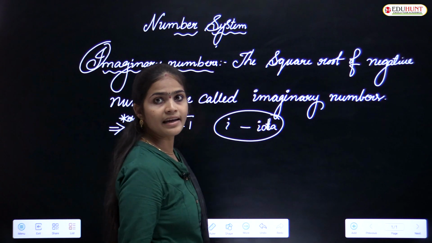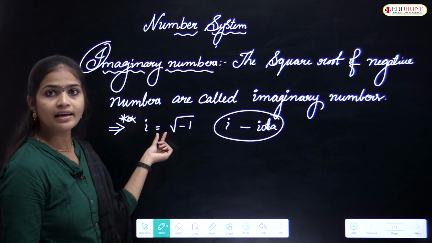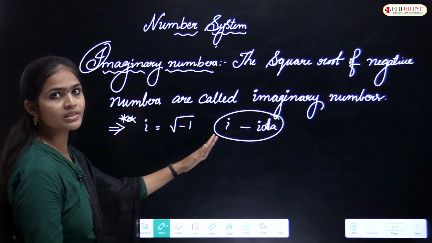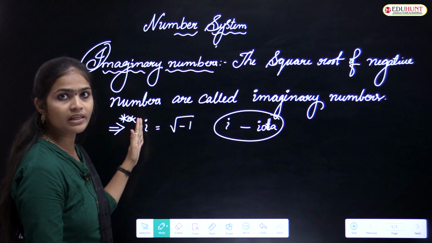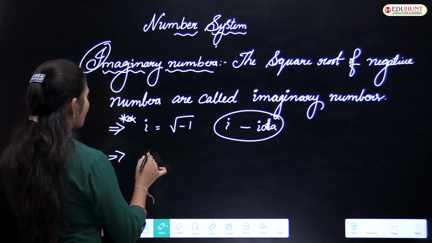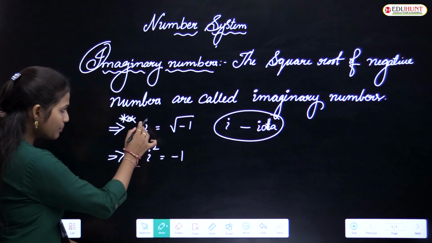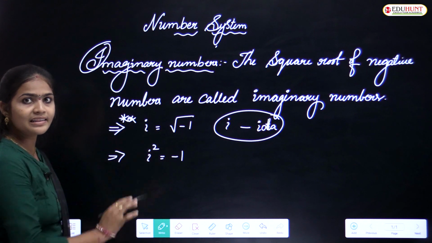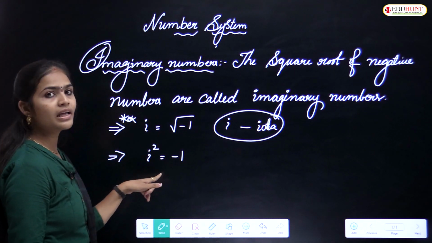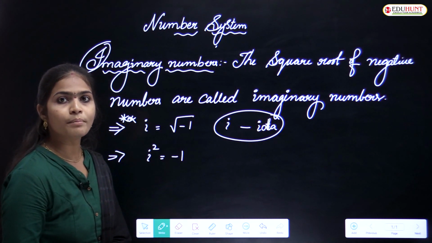We will call that i as iota. So here, what is the value of i? i is equal to square root of minus 1, and we know that square root is there. So if you convert that into the LHS, the square root becomes a square. So i square is equal to minus 1. From this condition only, I have written that generally the value of i is square root of minus 1. From this one only, I have written here i square is equal to minus 1.